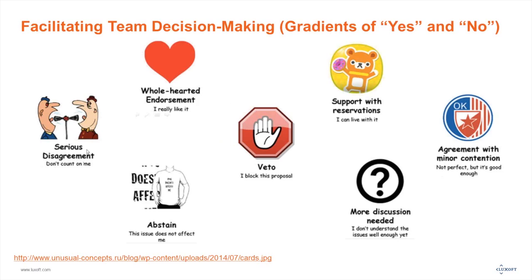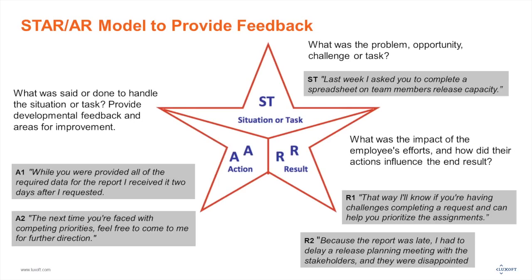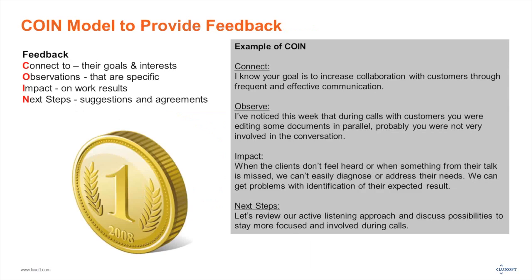Some people asked me to show the STAR model again, and I will go a bit back to the STAR model. So here is the STAR model. The STAR and COIN models are used for providing feedback. And the model that we're discussing now is a team decision model that helps the team to make decisions more effectively.